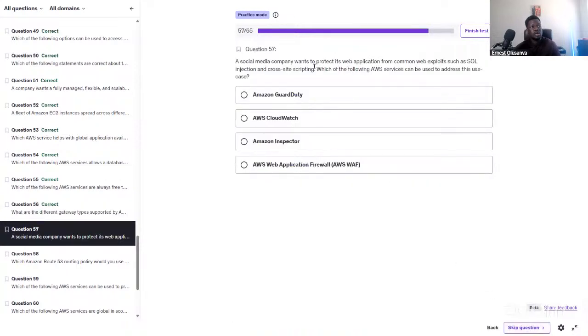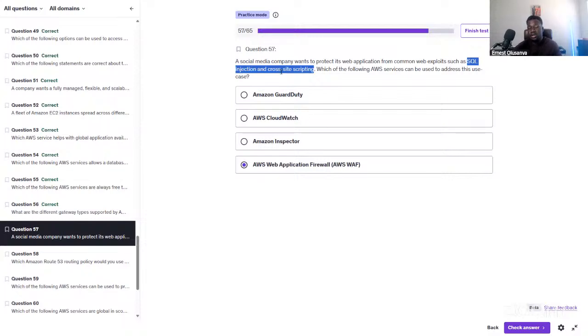A social media company wants to protect its web application from common web exploits. Now, this one, you have to know it just by definition. You want to protect it from SQL injection and cross-site scripting. When you see SQL injection and cross-site scripting, your mind should automatically go to web application firewall. That's what protects you from SQL injection and cross-site scripting.